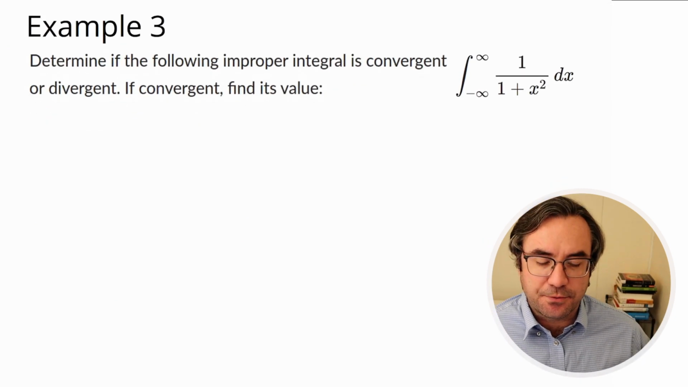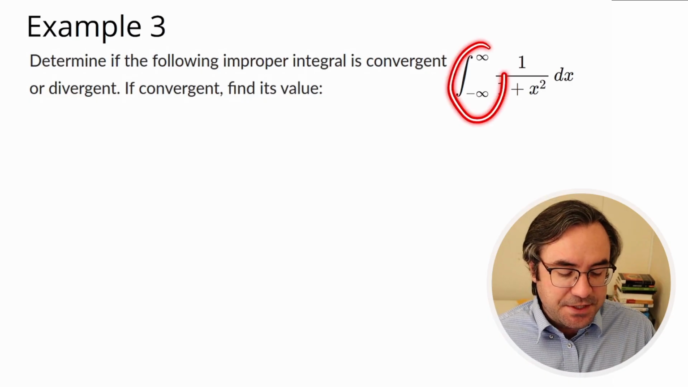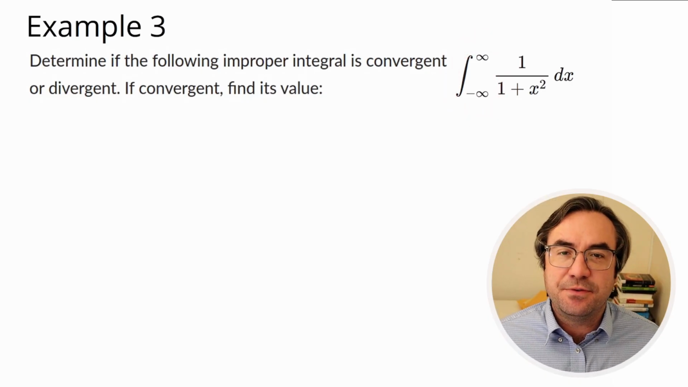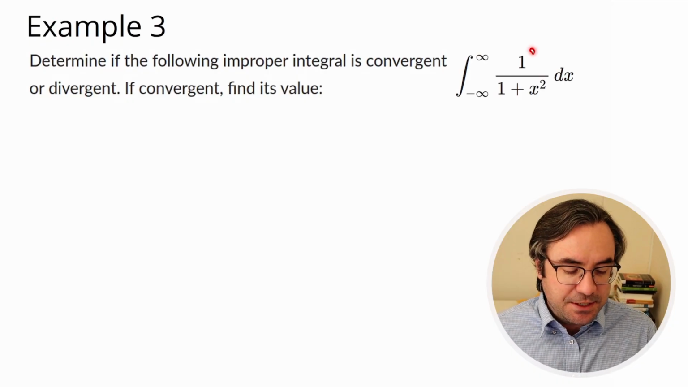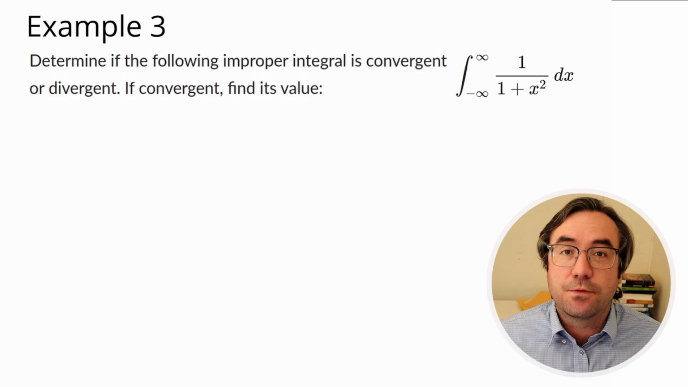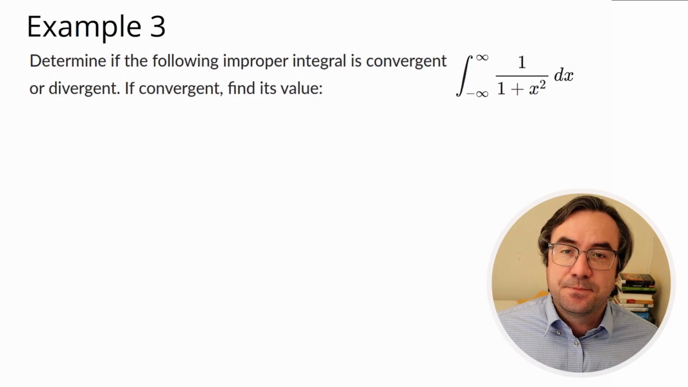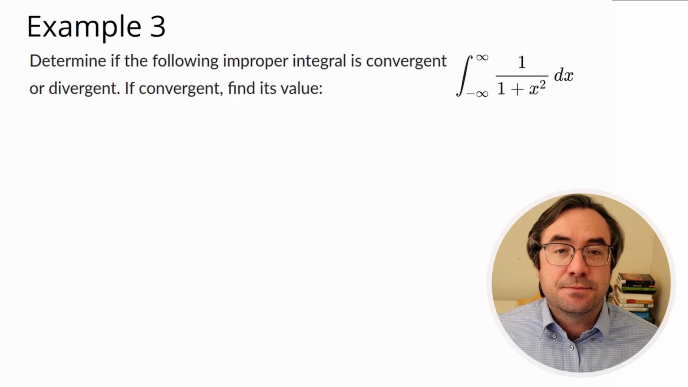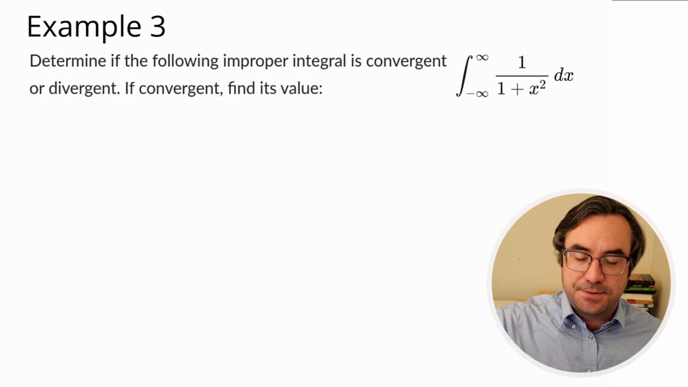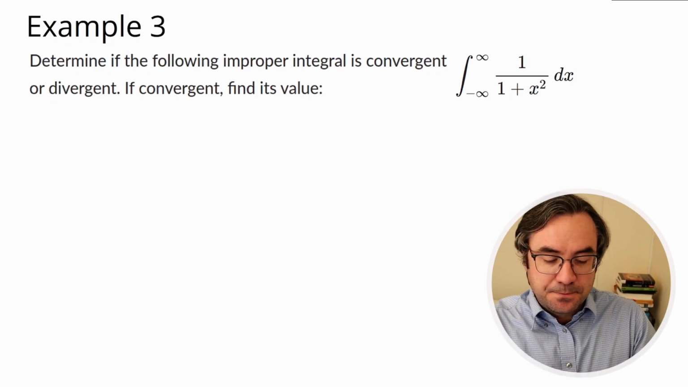So we're going to look at example 3. So we've got this interval, minus infinity to infinity. And we're attempting to integrate this function 1 over 1 plus x squared, essentially over the entire x-axis. And we want to find if this thing is convergent or divergent. So how are we going to do this?